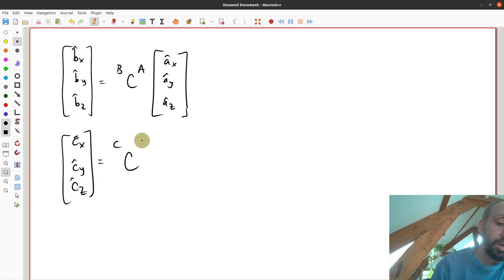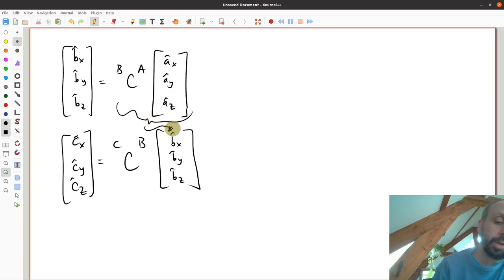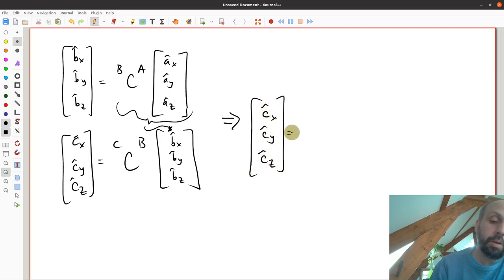Equals C of C with respect to B times Bx, By, Bz. If I take this equation and plug it in, so I can take all of that, plug it into here in place of Bx, By, Bz, then we end up with Cx, Cy, Cz equals CCb times CBa times Ax, Ay, Az.